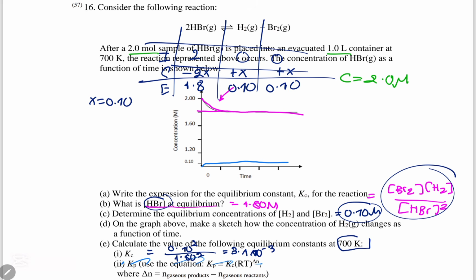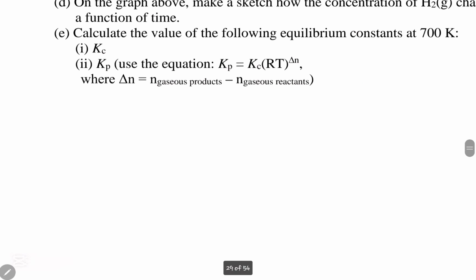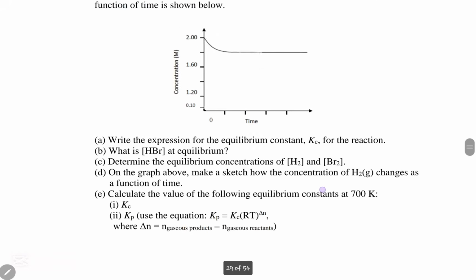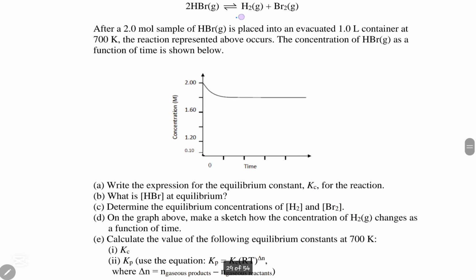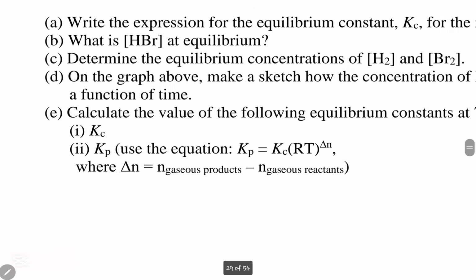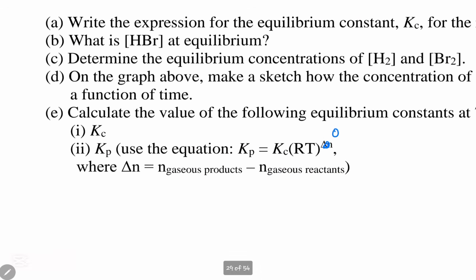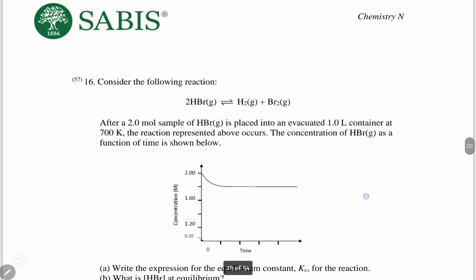So now, Kp, if you want, let's do it. Let's do EII. There's no harm in doing it. Use the equation Kp equals Kc (RT) to the power of delta N, where delta N is the number of gaseous products minus the number of gaseous reactants. So, the number of moles. I have 2 moles here, I have 2 moles here. So 2 minus 2 is 0. That means delta N is 0. So RT to the power of 0 is 1. So Kp is equal to Kc. That means Kp is equal to 3.1 times 10 to the power of minus 3. That's it for question 16.